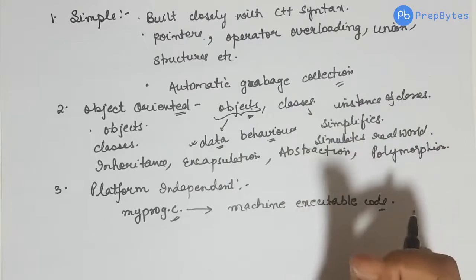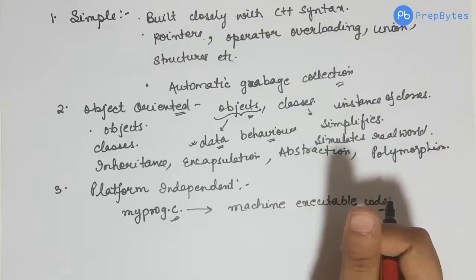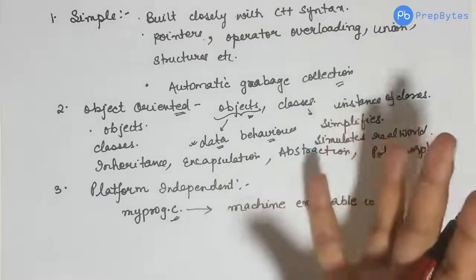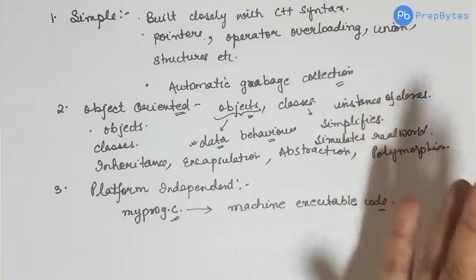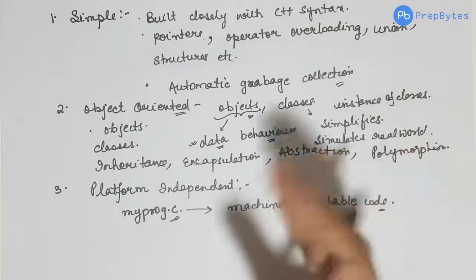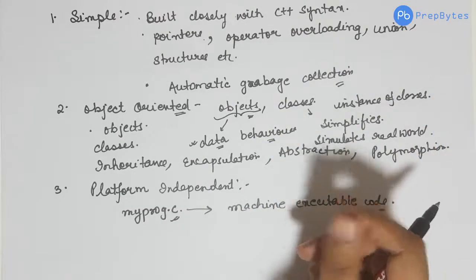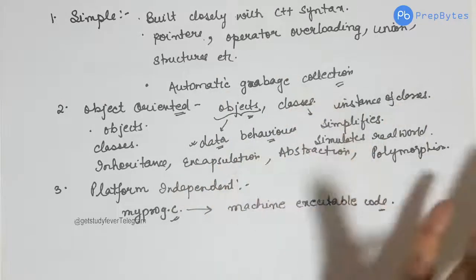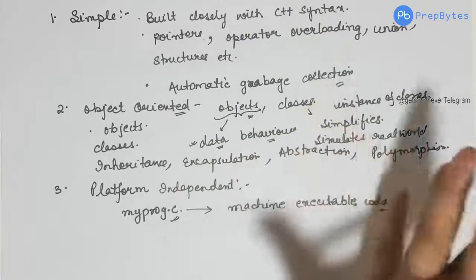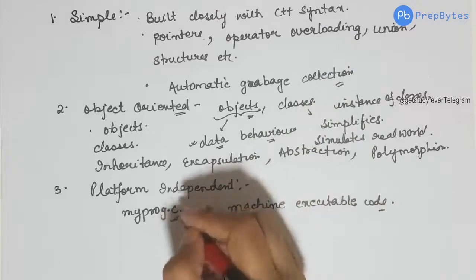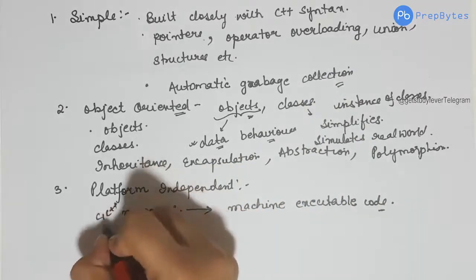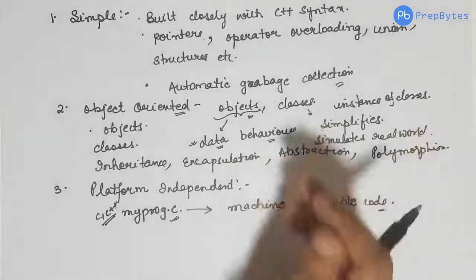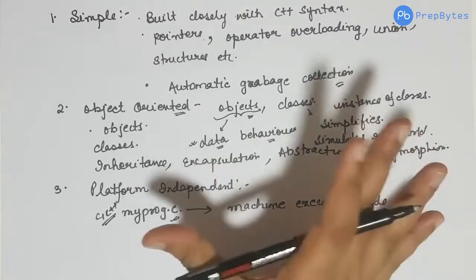If I'm running it on a Linux platform, then after I compile my C code, it gets compiled to machine executable code that can run on Linux. It's not possible to run the Windows machine executable code on Linux. Both are different. So this is the case with C and C++: the code gets compiled to machine executable code which can be run on that particular machine only.